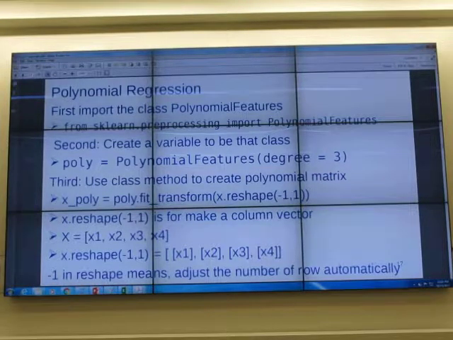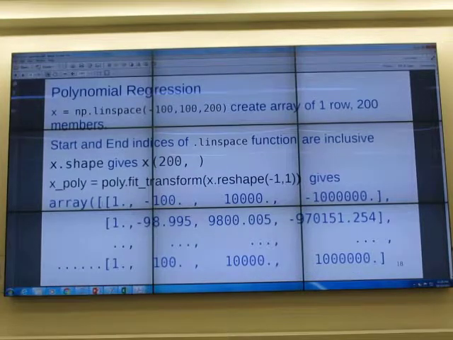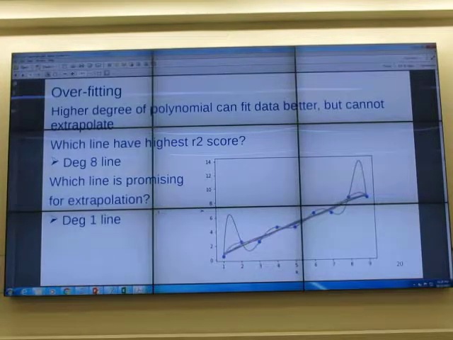And I have, okay, x dot reshape is to make a column vector. X equal to x1, x2, x3, x4. X dot reshape equal to bracket of that minus 1. So we will see more in the code part. Okay, and at the end, we do this fit. Just that. If you want linear, the green line is your linear. If you want 8 order, you can use degree 8.